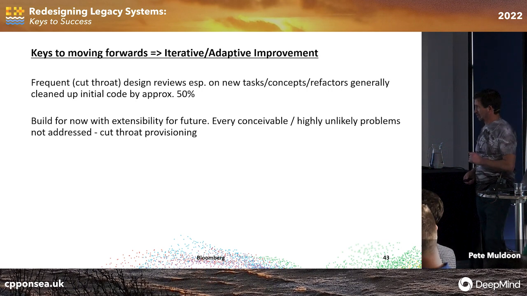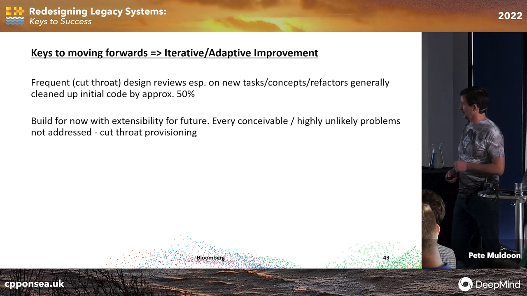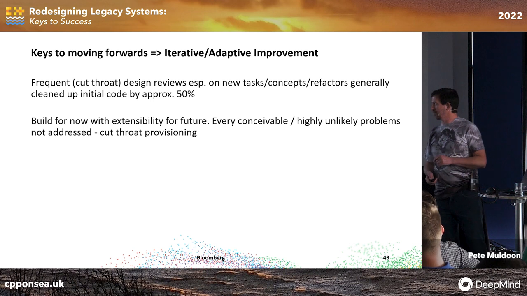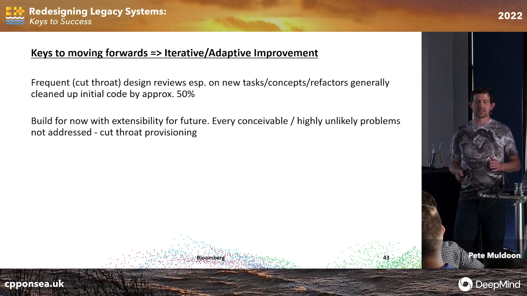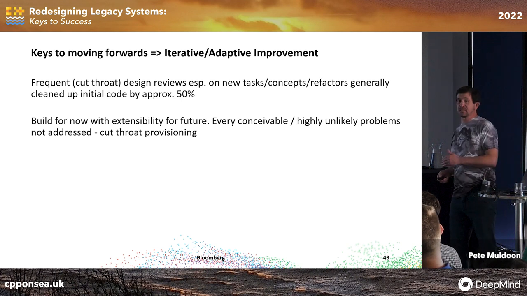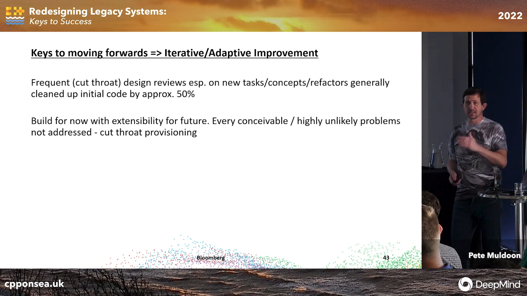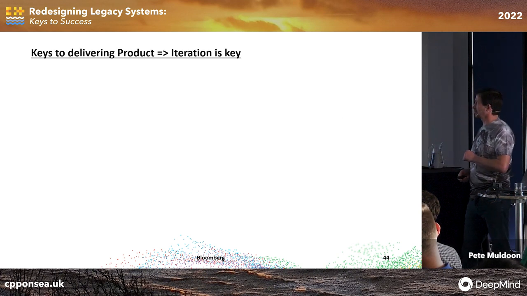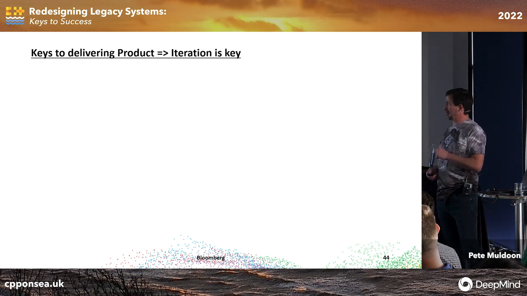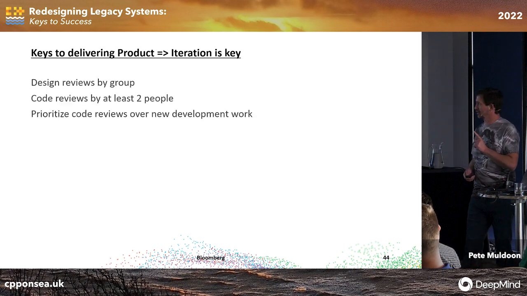We did build for now with an eye to the future, but not that big an eye. And like I say, we just had this cutthroat provisioning where we didn't look at really whacked out scenarios. We said, here's what I've been seeing in the data. And if it's not in the data, it's probably something I don't need to worry about. Delivering the product, iteration being the key.